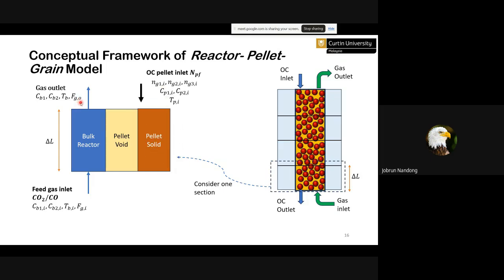How about the pellet? The pellet will go to this part. So now we have the pellet flow, we call it MTF. We have the inlet mole for grain number one, the inlet mole for grain number two. Grain number two is Fe3O4, and so on. Then inside the pellet, in the void here, we have a concentration of CO and CO2, which we indicate as CP1 and CP2. Then the pellet can have a different temperature from the bulk gas, so we indicate it as TP.